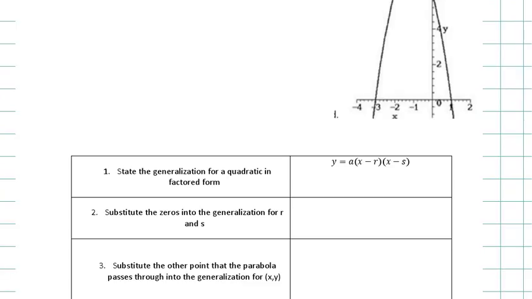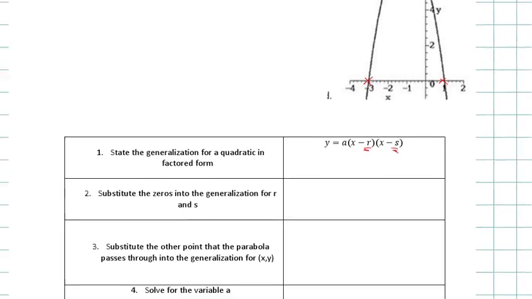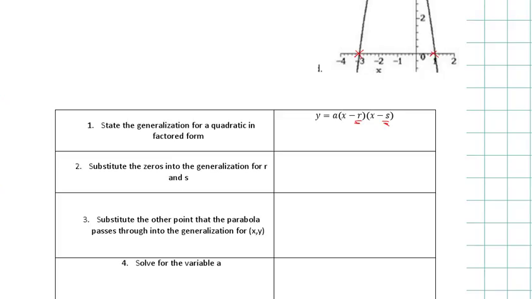Looking at the graph, what are your zeros? -3 and 1. -3 and 1. Right? So this is a 0, and this is a 0. So I'm going to have to replace these values in for r and s. Okay? So if I replace, remember, a is still a. I haven't changed that. So would it be plus x?